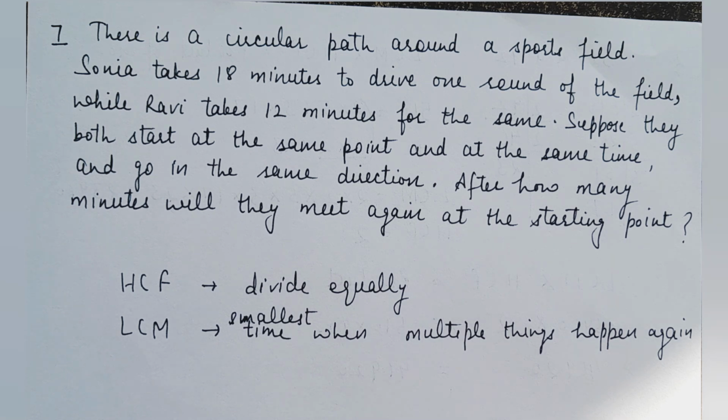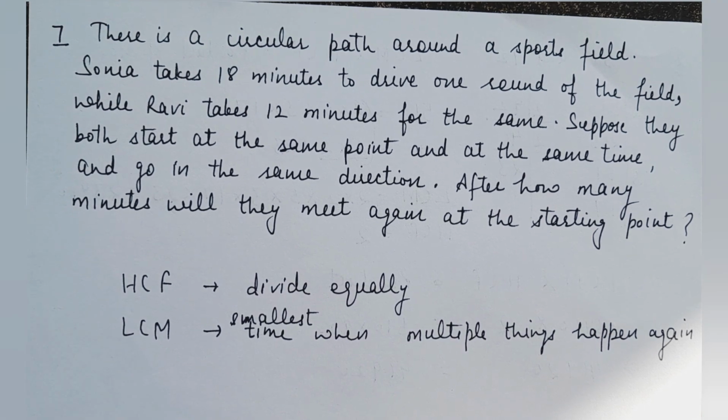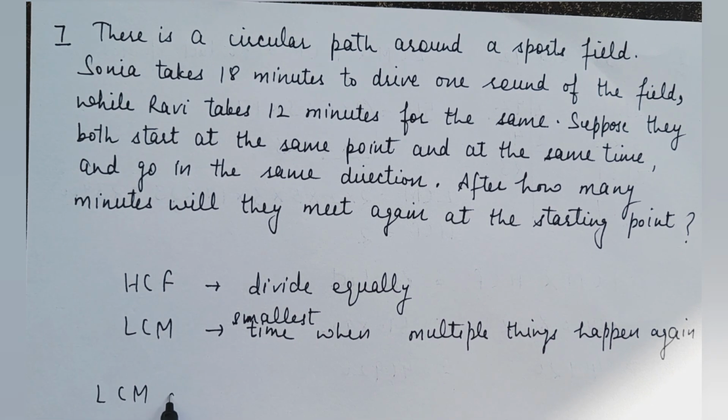suppose in the same case Ravi and Sonia start driving at the same time, in the same direction along the same path. So when will they meet again? Multiple things, 2 things are happening together, both are driving together. So the smallest time when they will meet again, in this situation we will find the LCM. So here in the given question we need to find the LCM of 18 and 12 only.